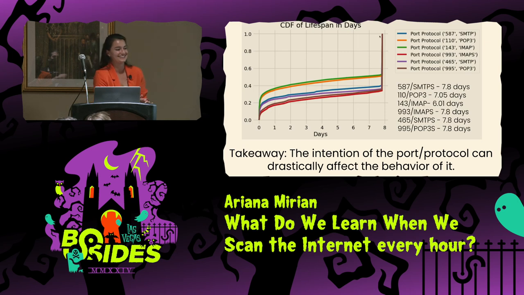So mail servers are meant functionally to stay online forever, or as long as the admin wants, in order to transfer email back and forth. If there's downtime, then you can have downtime in the actual transport of emails themselves. Or with something like HTTP, if your HTTP web page goes down and comes back up, no harm, no foul. And so this really speaks to understanding the intention behind some of these ports and protocols and why they are exhibiting these behaviors.